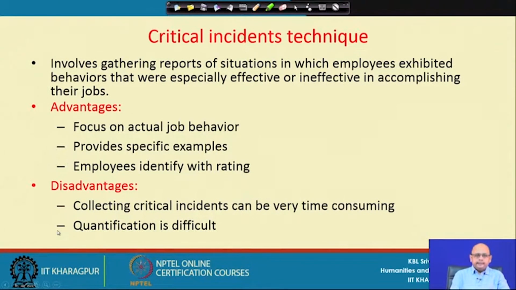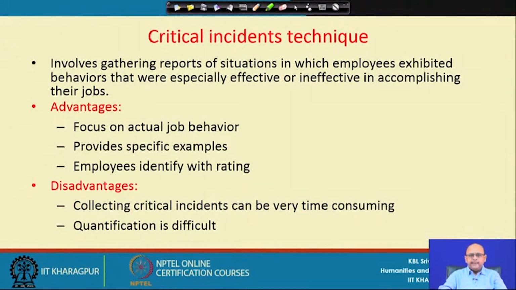Then critical incident. In the critical incident method, what happens? You are going to collect information related to the employees which actually led to very effective or very ineffective behaviors. So, you are going to focus on the actual job behavior of the employees and see what made him perform well and what made him perform poorly, right. So, you take specific examples, okay, and then you rate employees. The idea here is that you identify those critical incidents of behavior which contribute to the performance of the employees.